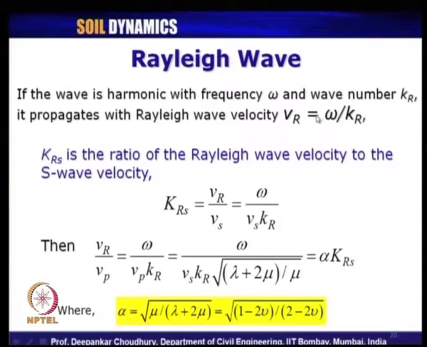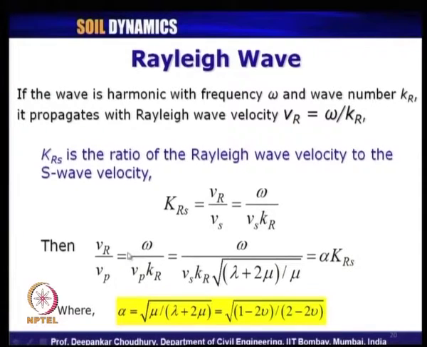Vr, in a similar way, can be given by omega by Kr. So, this is the relation we have seen earlier also. It is true for any velocity related with frequency and wave number, right. Now, we are defining another term, KRS. What is that KRS? It is the ratio of the Rayleigh wave velocity to the S wave velocity. So, KRS is nothing but Vr by Vs, which is given as omega by Vs times Kr, because Vr is nothing but, with respect to the wave number for the Rayleigh wave equation, omega by Kr.